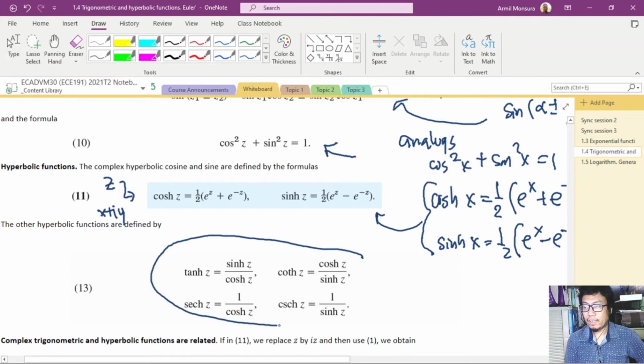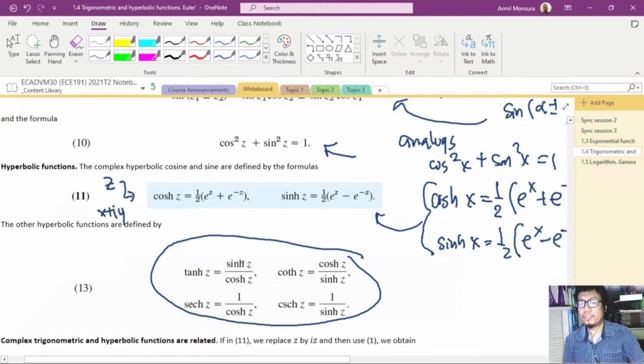Similarly, the other hyperbolic functions are also defined with similar definitions from their trigonometric counterparts, and they have the same descriptions whether they are on the real domain or on the complex domain.